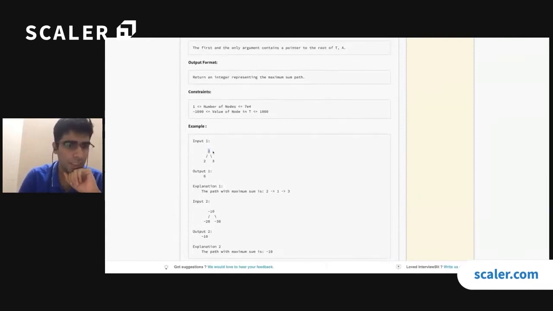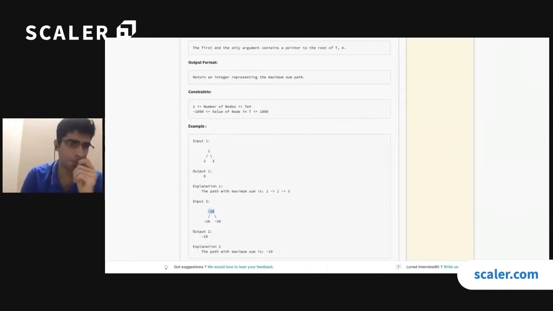In this example, the largest path starts from this 2, goes up to 1, and then comes down to 3. So the weight of the path is 2 plus 1, which is 3, plus 3, which is 6. So 6 is the answer. In this case, what is the maximum sum path? The maximum sum path is only this node, minus 10.